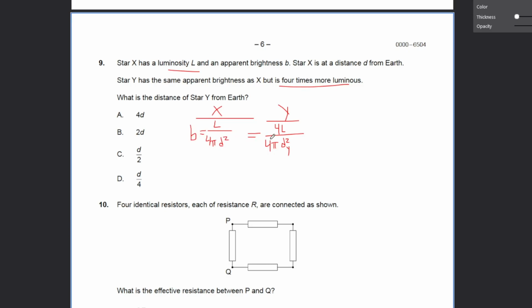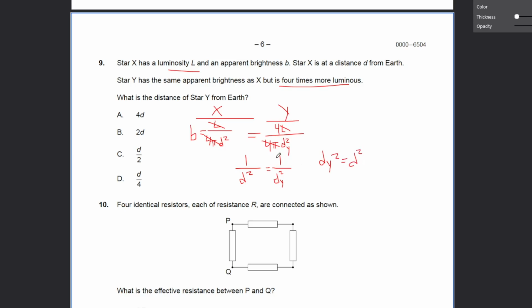Now, since these are equal, I can see that several things are going to cancel. First of all, the L's cancel, and then the 4 pi also cancels. We're left with 1 over d squared is equal to 1 over dy squared. So we can solve this further. Cross multiply, we get dy squared is equal to d squared.